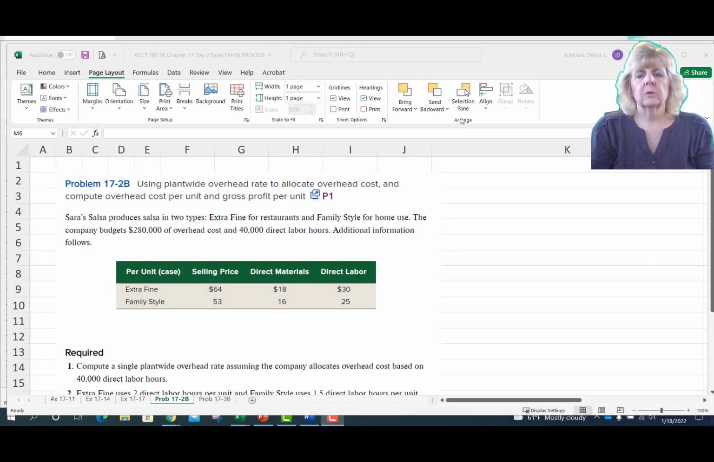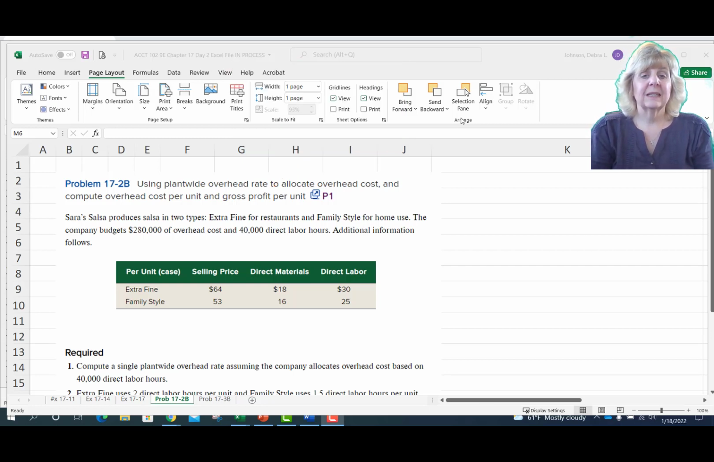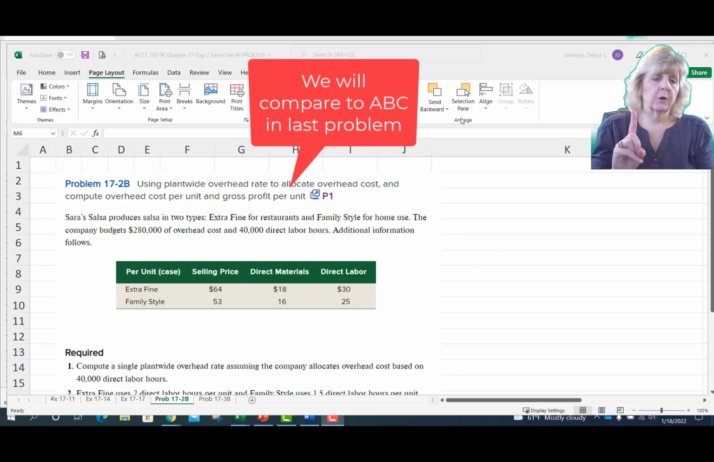These last 2 problems should help drive the concepts home on why overhead costing is so important. On this problem, we'll be using a single plant-wide rate, and we'll compute the overhead applied, the product cost, and the gross profit. The exact same data will be used in our last problem, but rather than using the single plant-wide rate, which means one rate applied to everything company-wide, we'll take a look at how activity-based costing changes things up.